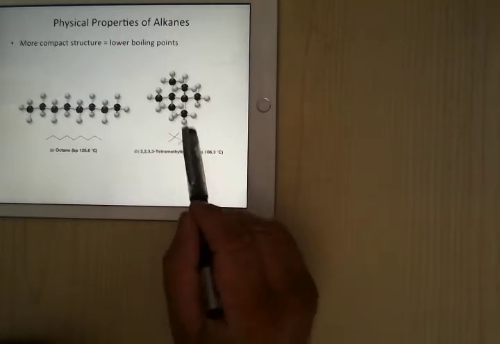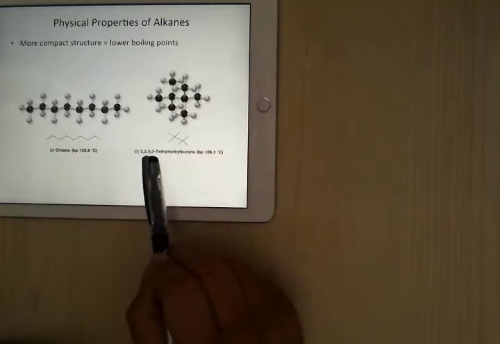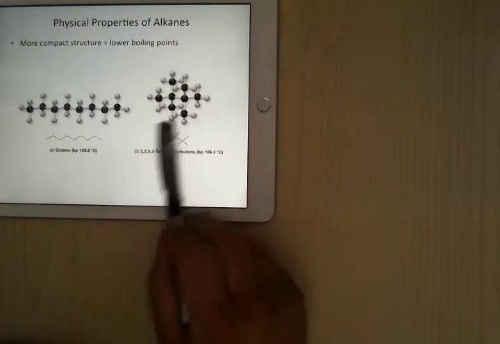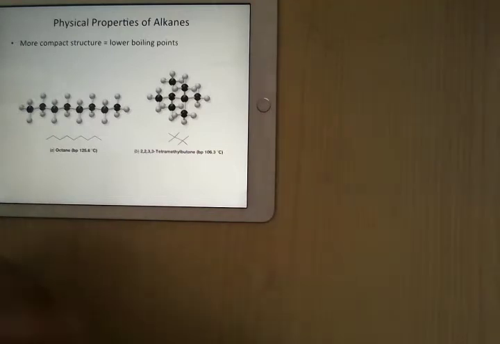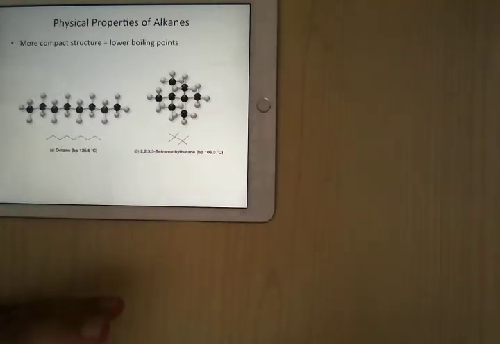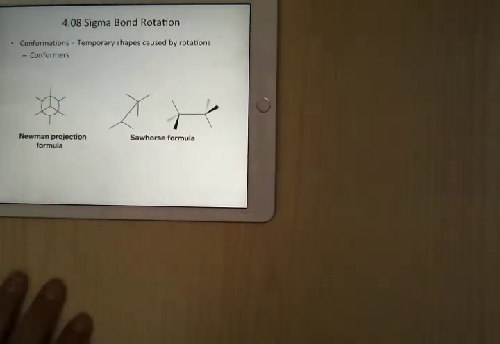So you have this one here. You have octane here, and this version of octane still has carbon-6, but the boiling point's lower because it's much more compact. You can also think about the main chain would be a lot shorter. Something like that. So now we're going to get into rotations.